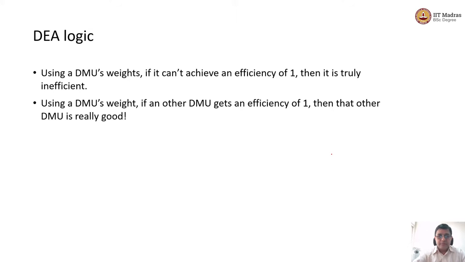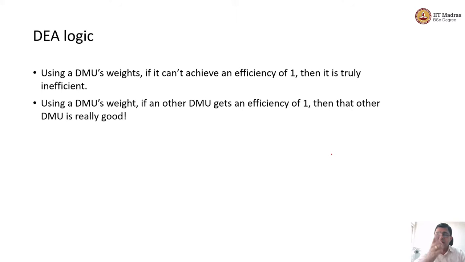Using your input weights and your output weights, if some other DMU gets an efficiency of 1, here you are not even giving them the freedom to choose their weights. They are taking your input weights and your output weights. Even with your weights, if they get an efficiency of 1, clearly they are so much better, right? Clearly they are good.